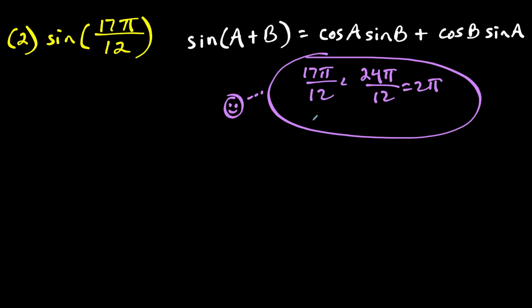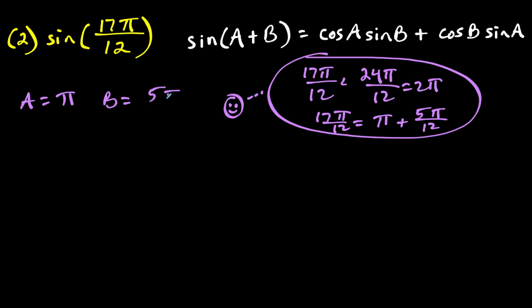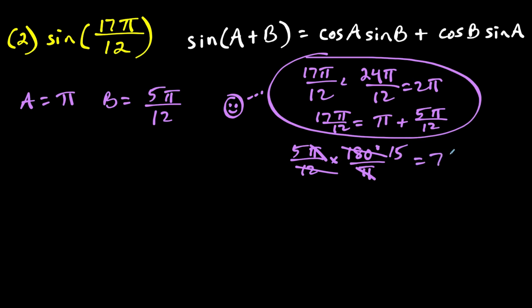And then the next thing that jumps out at me is that 17 pi over 12 is equal to pi plus, and pi is equal to 12 pi over 12, so we'd have an extra 5 pi over 12 that we're dealing with. So my first instinct is to set A equal to pi, and then B equal to 5 pi over 12. Now, the problem with this is that if we look at 5 pi over 12, and let's say we convert this to degrees by multiplying by 180 degrees over pi, then after we do 180 over 12 is 15, 15 times 5 is 75, we have a 75 degree angle.